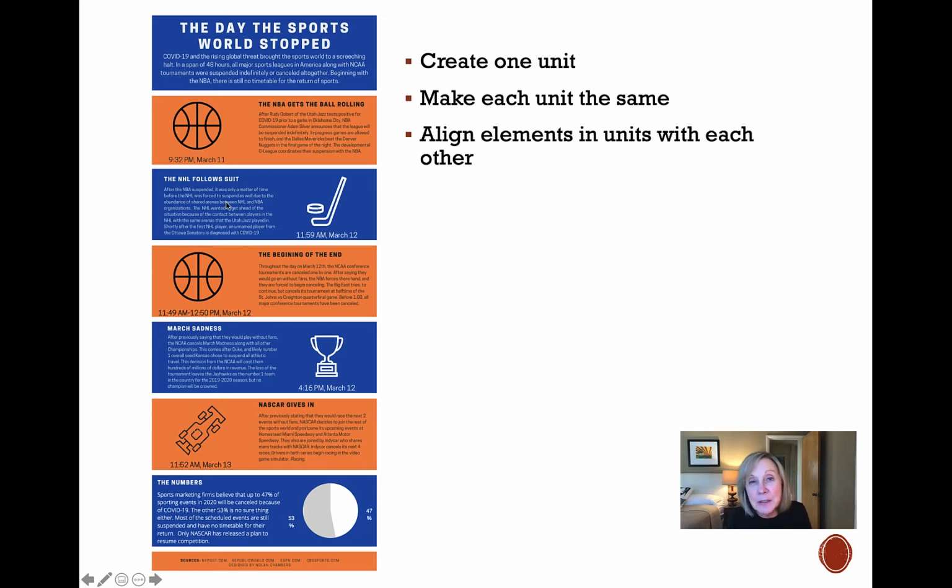Now, something else this required, and good design often does require, is editing. All of these copy blocks had to be roughly the same size. So your solution, if you've got too much text, is not to make that frame bigger. It is to edit the text so it fits in the frame. You don't want to start changing your frame sizes to accommodate text. You want to figure out a format and then make each unit the same, and then align the elements within those units with each other.